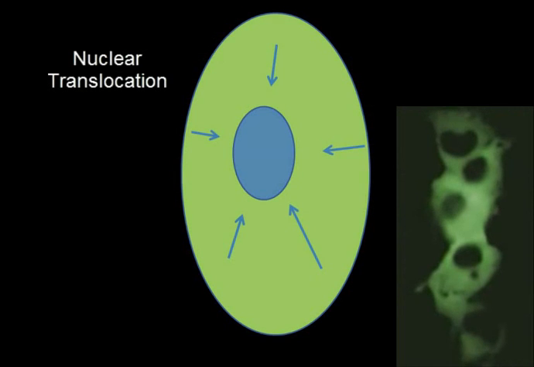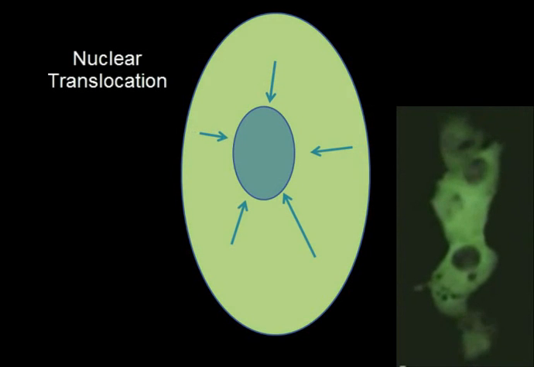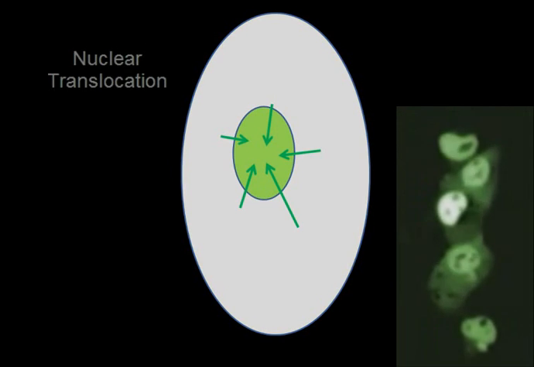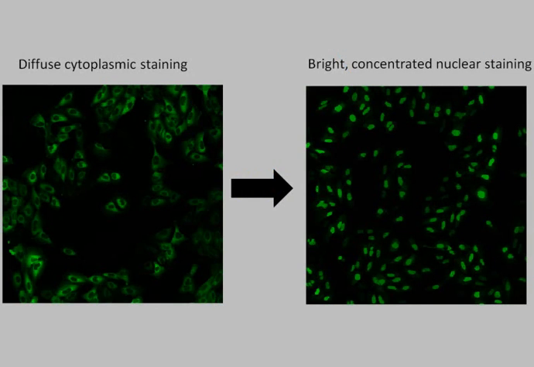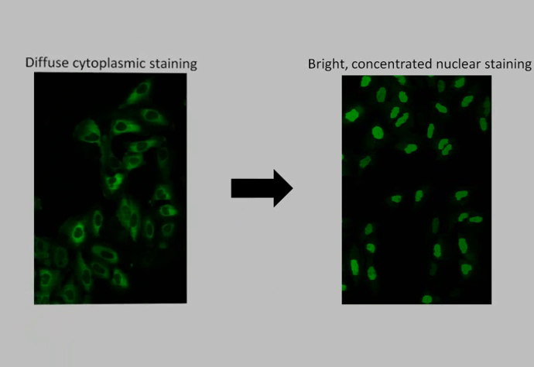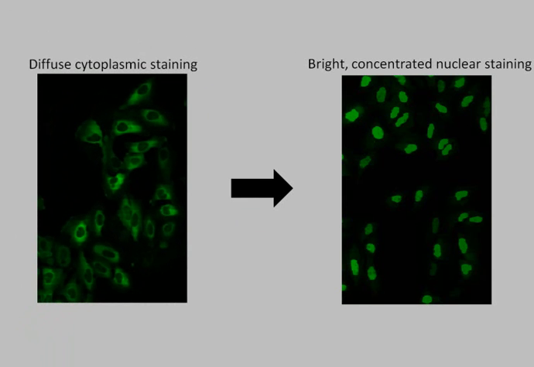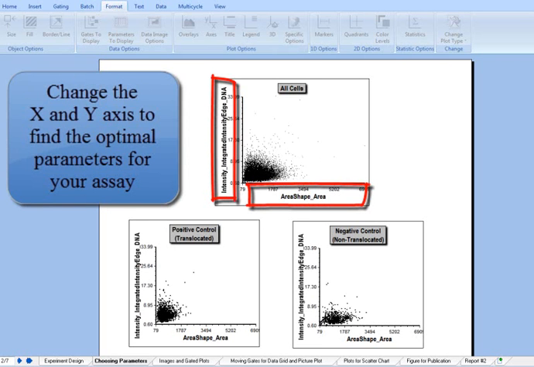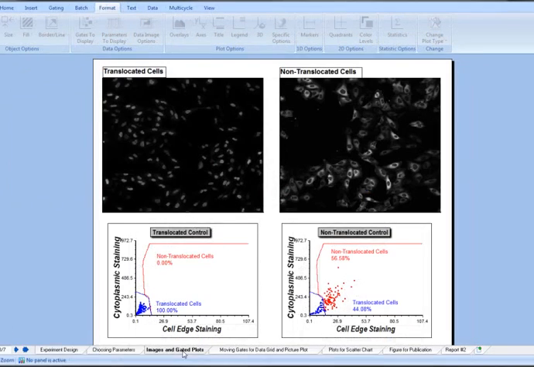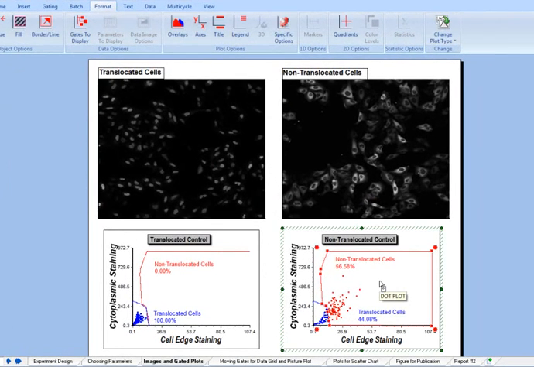Nuclear translocation is a common cell signaling event. Upon cell activation, signaling molecules present in the cell cytoplasm move or translocate to the nucleus, usually to modify gene expression. Activated cells change from having diffuse cytoplasmic staining to having bright, concentrated staining within the nucleus. With FCS Express 4 Image Cytometry, you can use flow plots and gating to help select the optimal image analysis parameters to follow for a robust and optimized assay.